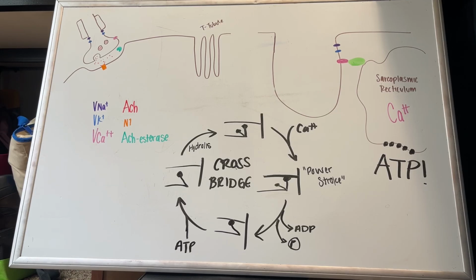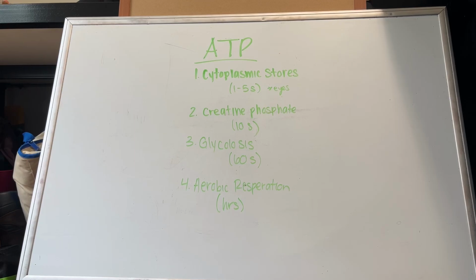These sources state that there are 4 ways muscles obtain their ATP. Since ATP is the thing that we use the most to have our muscles contract, the 4 main sources that we get it from are: the first is the cytoplasmic stores, which will last about 1 to 5 seconds. Then we have creatine phosphate, which will last about 10 seconds. The third one is glycolysis, which will last us about 60 seconds. And then we have aerobic respiration, which happens in the mitochondria, which will be able to last us hours.